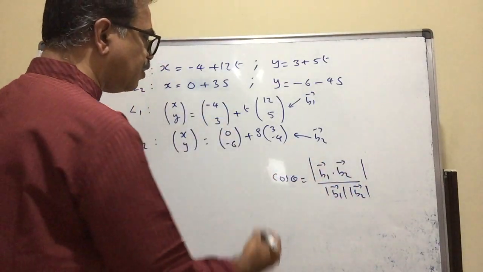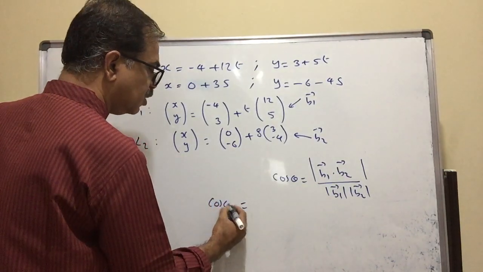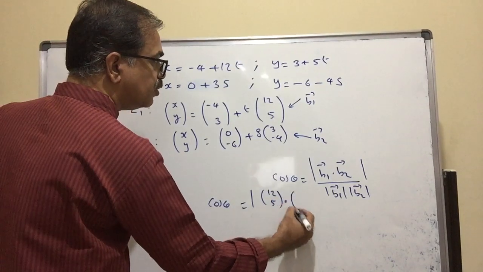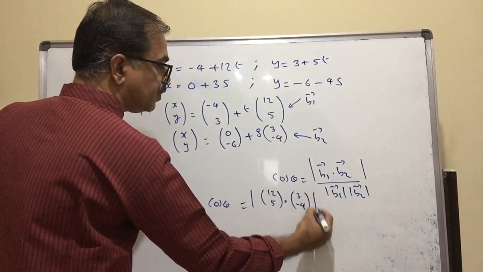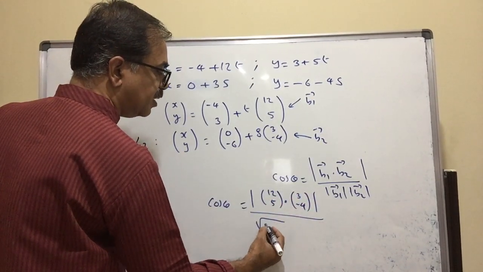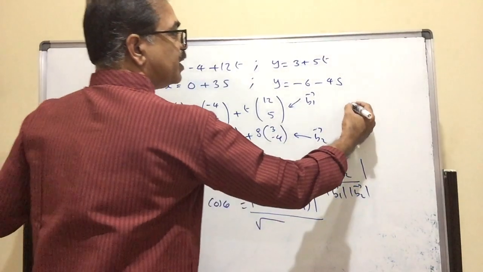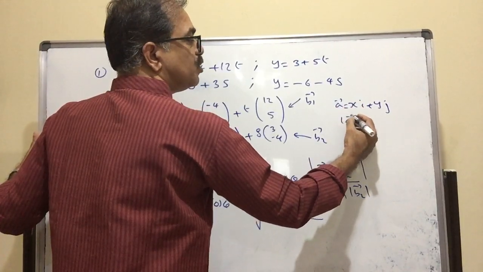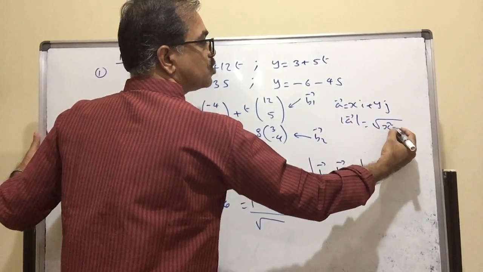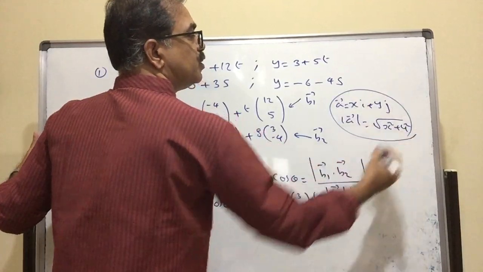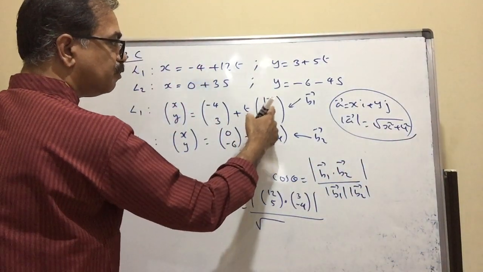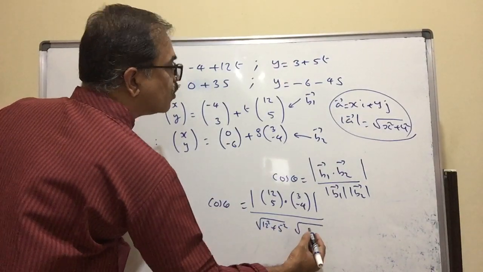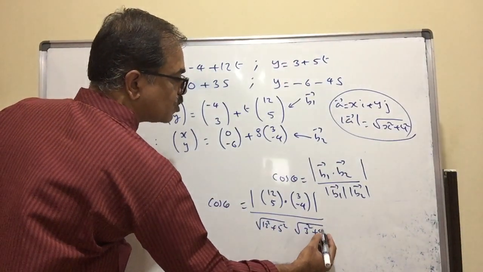Just simply put it into the formula. So I get cos theta is equal to the absolute value of b1 (12, 5) dot (3, -4) divided by modulus of b1, modulus of a vector. If a vector is xi plus yj, then modulus of the vector will be root of x squared plus y squared. So that's going to be root of 12 squared plus 5 squared into root of 3 squared plus 4 squared.